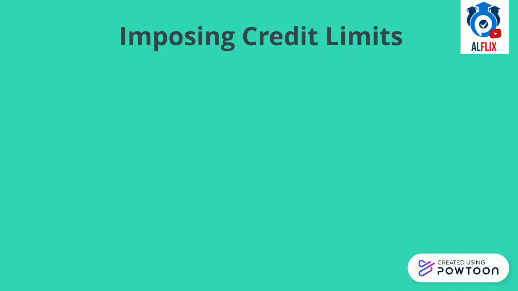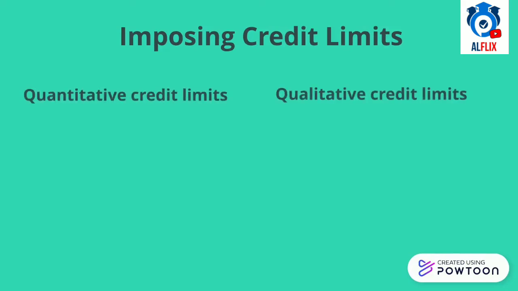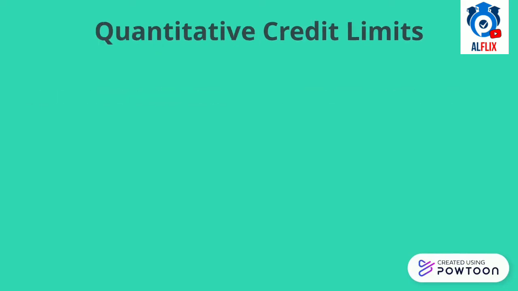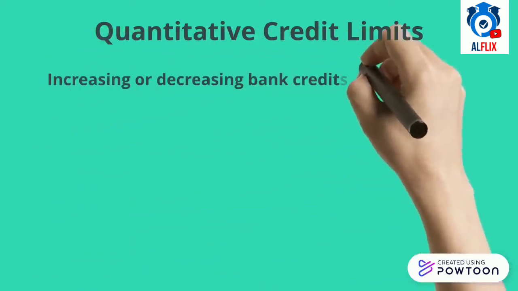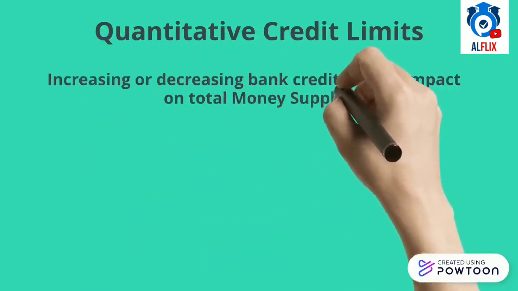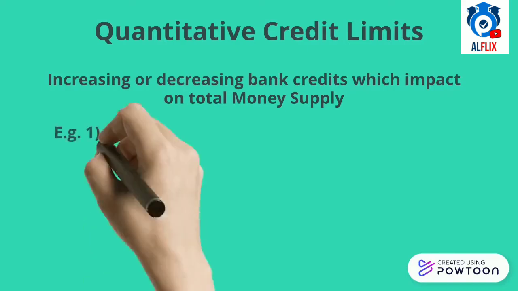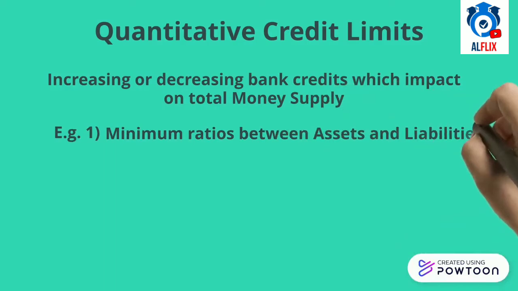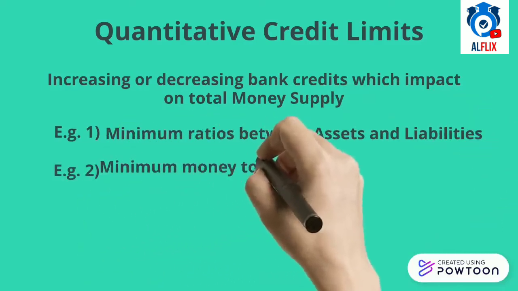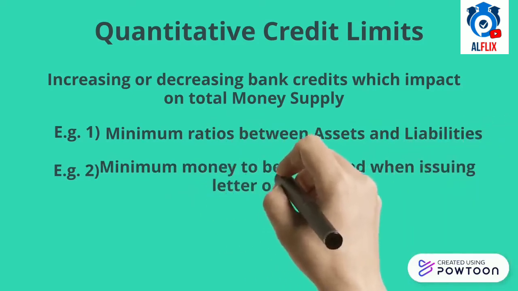Next, imposing credit limits. Credit limits could be imposed using either a quantitative method or a qualitative method. Quantitative credit limits are where the CBSL controls the total credit by increasing and decreasing bank credits, which impacts the total money supply. So the central bank could set up rules like minimum ratios between the assets and liabilities that a bank should maintain, and rules like minimum money to be deposited when issuing letters of credit, etc.